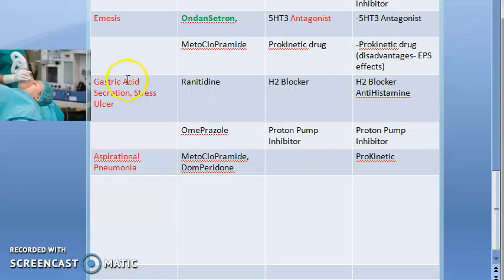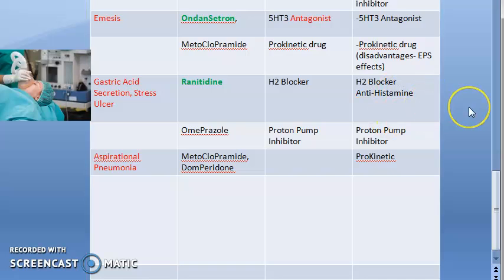Then you have continuing. Now we want to reduce the gastric acid secretion. We want to reduce stress ulcers. So the problem here is gastric acid secretion and stress ulcer. So the solution is ranitidine. So ranitidine is also a pre-anesthetic medication. What does ranitidine do? It's a H2 blocker. So it is an antihistaminic drug, right? Antihistamine it is. And it is a H2 blocker. So it will make sure that gastric acid is not produced that much. And you can prevent stress ulcer.